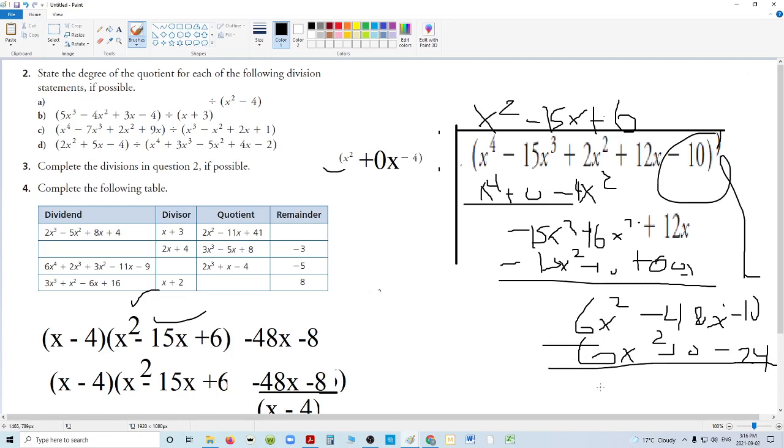When I minus it, I get minus 48x, which is correct, but I get plus 14. That's where I screwed up. Plus 6 times minus 4 is minus 24, and when I subtract it, it becomes addition, and it's plus 14. So that is not minus 8. It's plus 14.